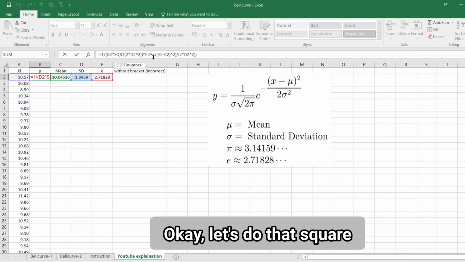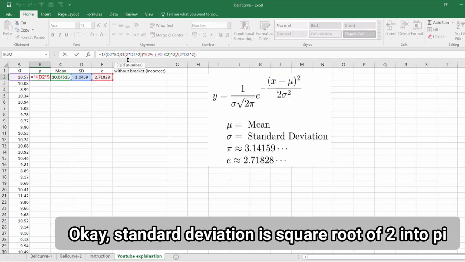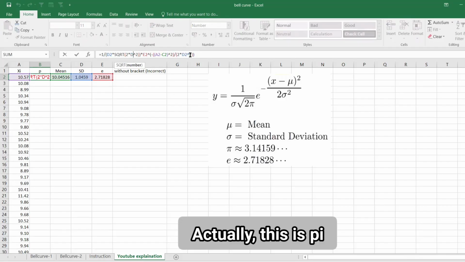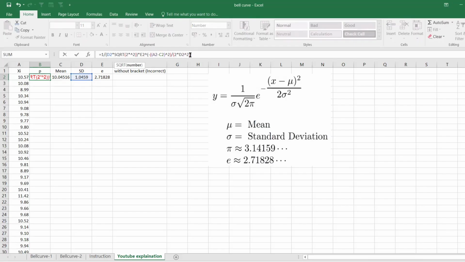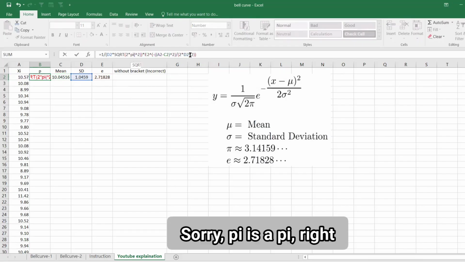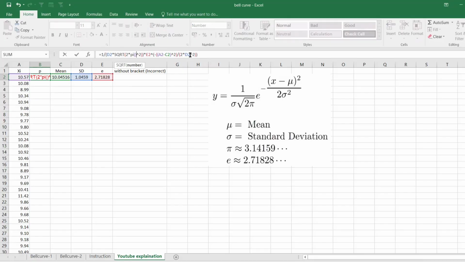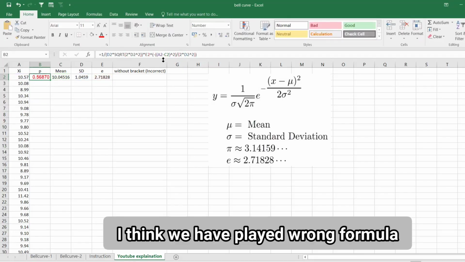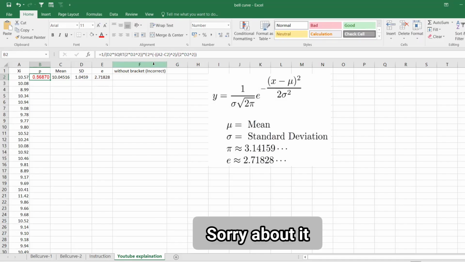Okay, let's do that square. Okay, standard deviation is square root of 2 into pi. Oh, sorry, this is pi actually. Pi has the formula pi. I think we have applied the wrong formula, so let's do it again. Sorry about it.